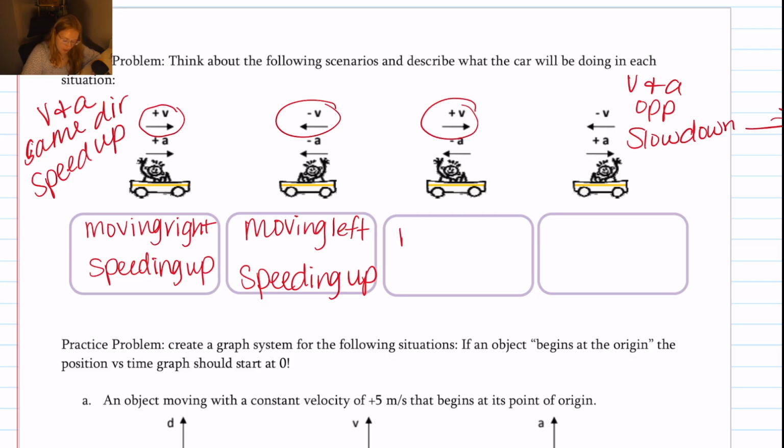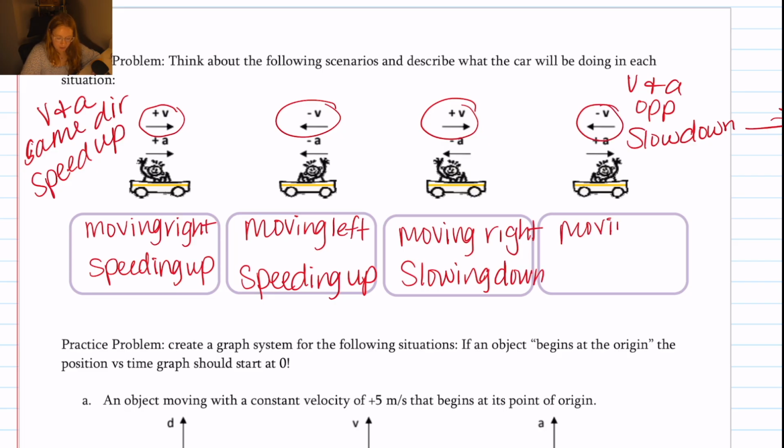On this one, we are moving right, and that's all based on velocity. But since acceleration is opposing it, it's working against the car, we should be slowing down. Okay, and here's an example. Velocity is moving left, but it's accelerating to the right, which is causing a slowdown.